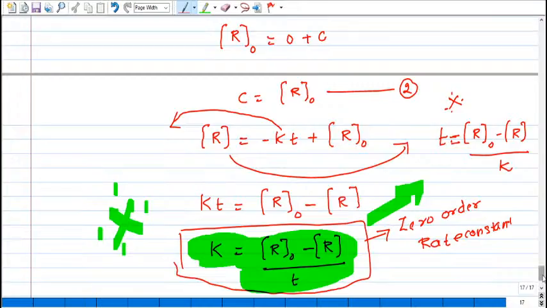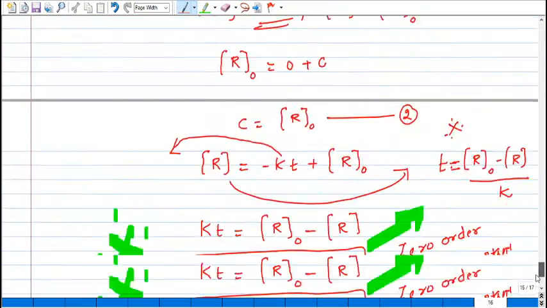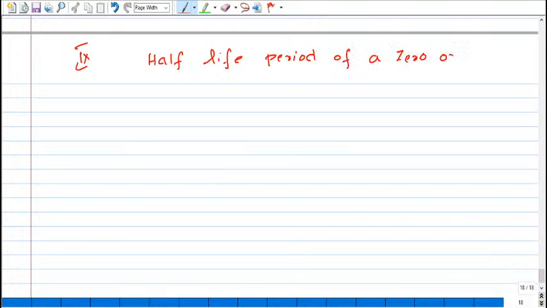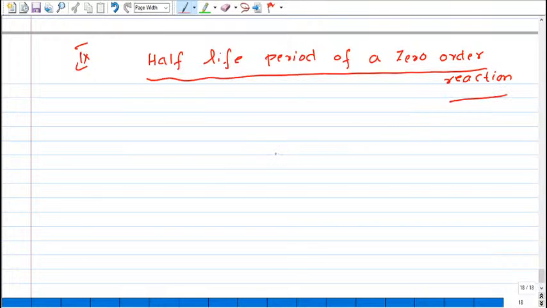So now we are going to part number 9. Part number 9, still 15 minutes more. Part number 9 is the half-life period of a zero order reaction. Note down: half-life period of a zero order reaction. It's a very important one. First we should know what the half-life period is.